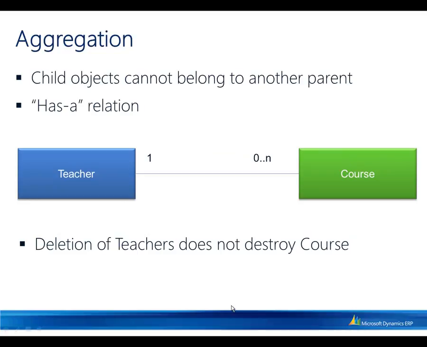The next type of relation is called aggregation. In this type of relation, the child objects cannot belong to another parent. So, this can be thought of as a has-a relation. We can say a course has a teacher. Deletion of a teacher does not necessarily destroy all of the course entities. This type of relation is called aggregation.